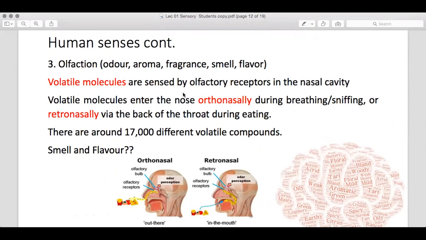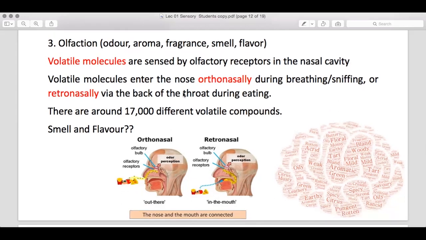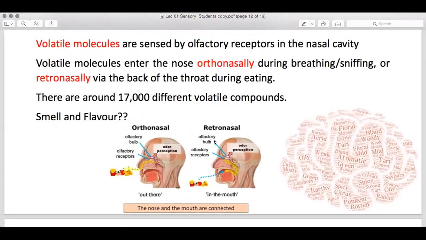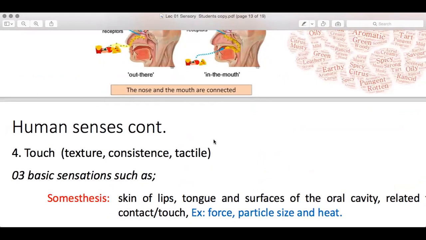So we have sensory receptors in the nasal cavities. We call them olfactory receptors. And there are two mechanisms, orthonasal and retronasal reactions. We will discuss them. And there are around 17,000 different volatile compounds responsible for olfaction. Then what are the orthonasal and retronasal reactions?